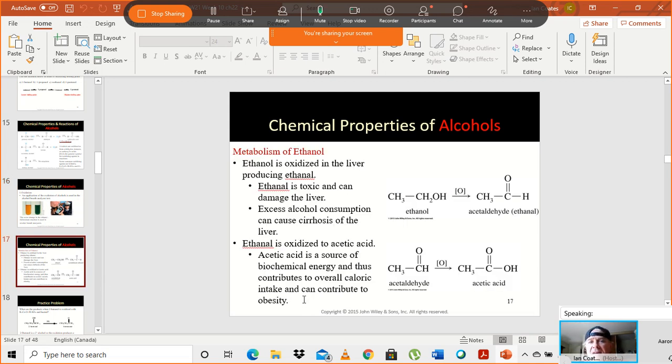Metabolism of ethanol. Ethanol is oxidized in the liver. When alcohol is ingested, it's quickly absorbed by the small intestine. Kind of the same thing as Coca-Cola or apple juice that you buy at the corner store. You know, the kind you just pick off the shelf and pop the top.